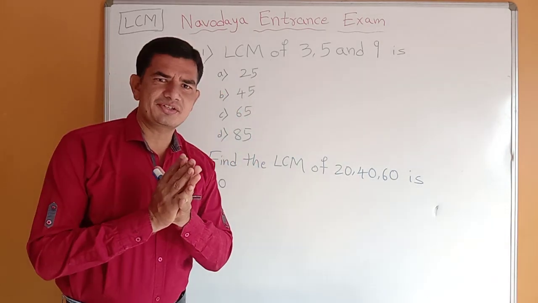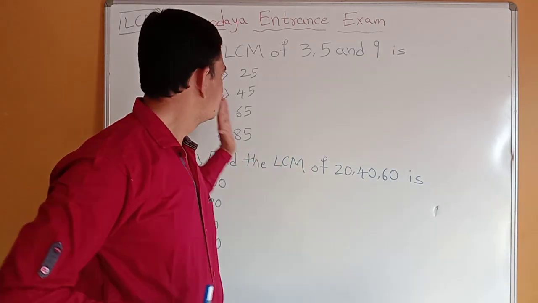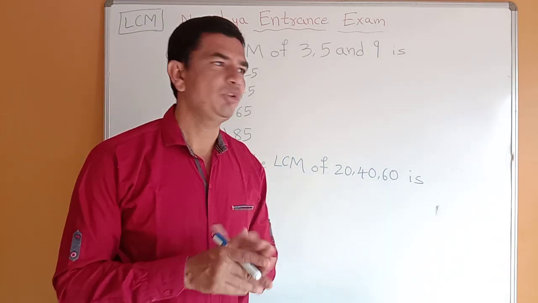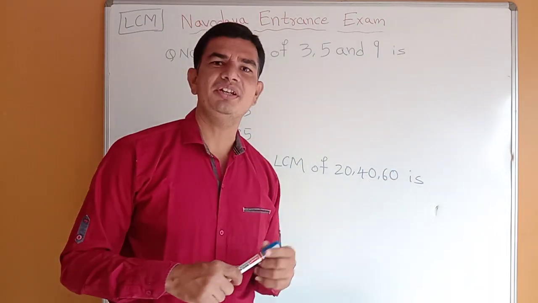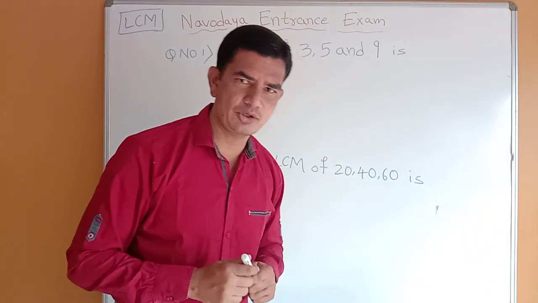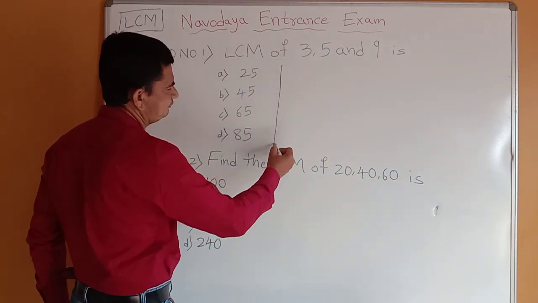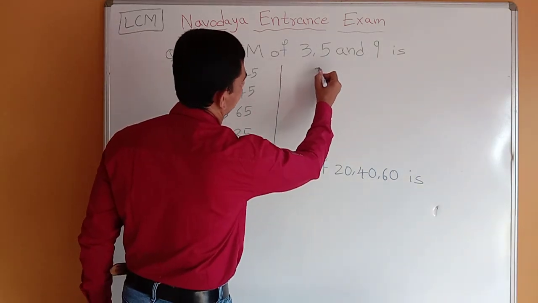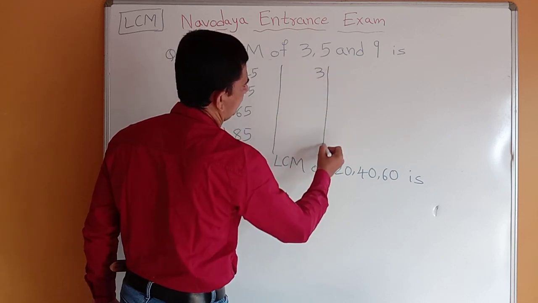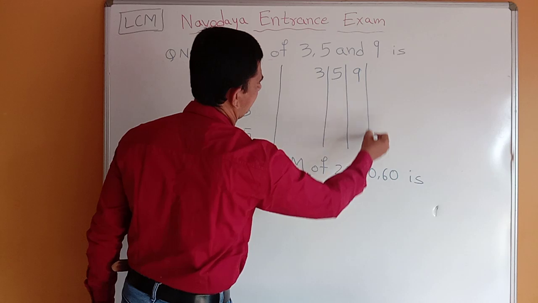Okay, friends, if you know the answer, don't take the answer directly. You have to solve the question, and only after confirmation, you have to take it. So let us see how we can solve. Here I have written 3, 5 and 9. Three numbers are there.